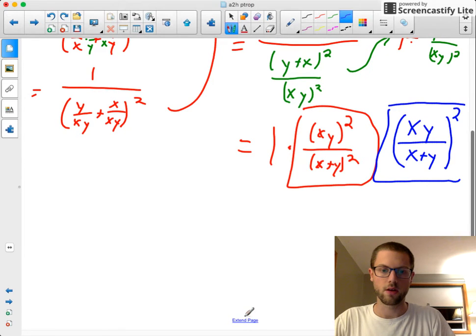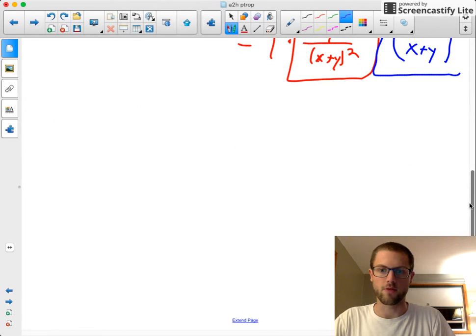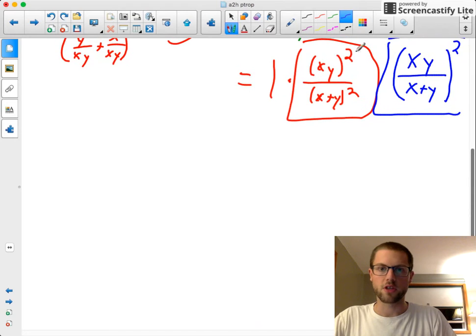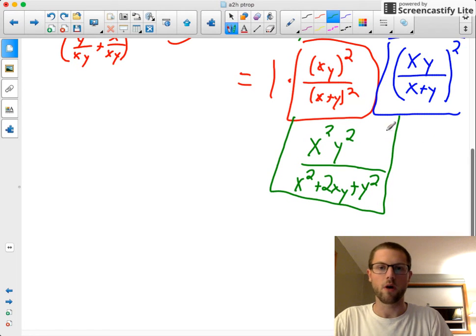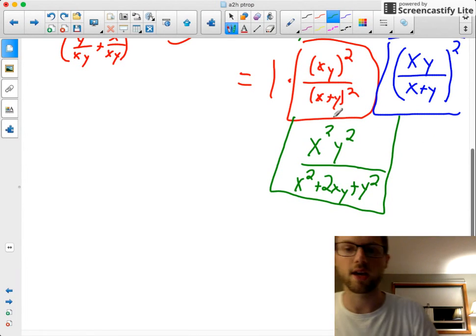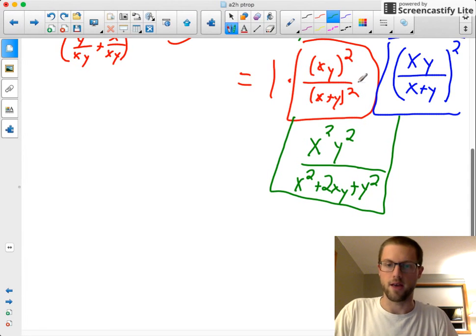And if you wanted, you could push that exponent through. A third option would be x squared y squared over, and if I square this quantity, I get x squared plus 2xy plus y squared. I would say all of these are acceptable solutions because they're all simplified. I can't cancel anything else out, and I think that'll do it.